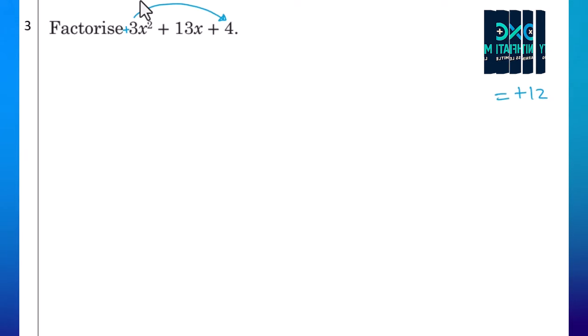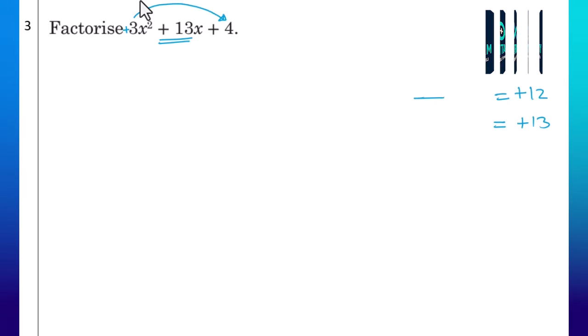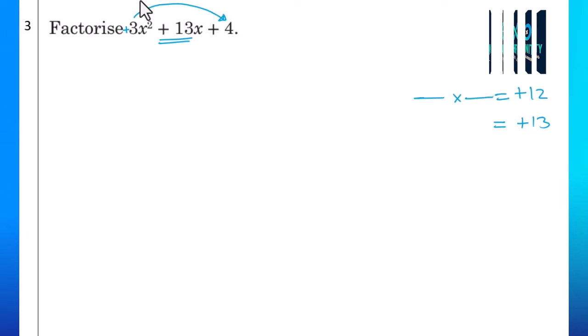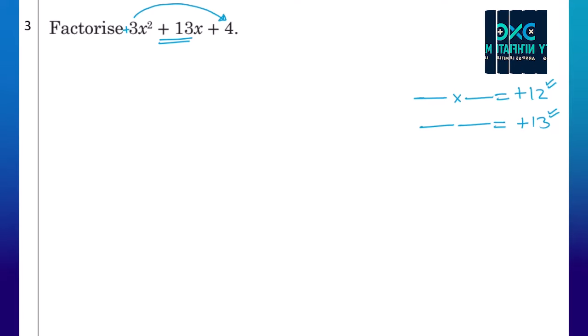Okay, and what is at the center? Positive 13. Now you have to think, what two numbers, when you multiply them, the result should be positive 12, and when you add or subtract them, the result should be positive 13. So 12 times 1 is 12, and 12 plus 1 is 13.